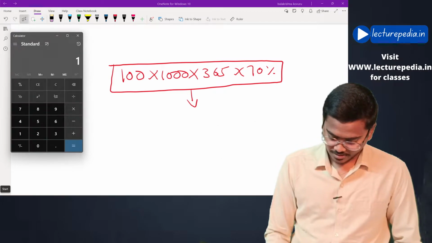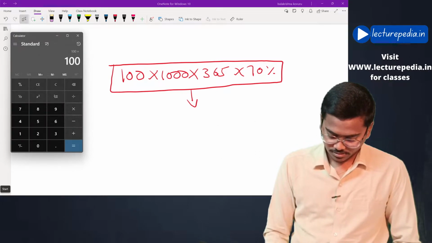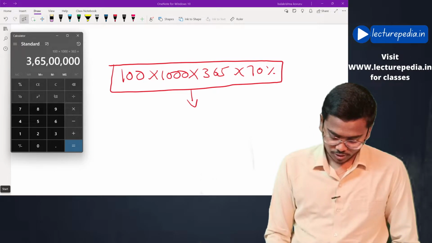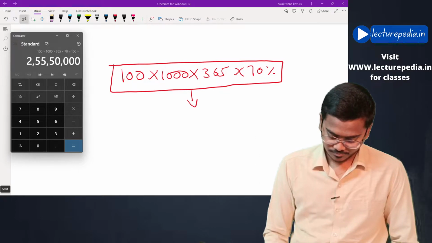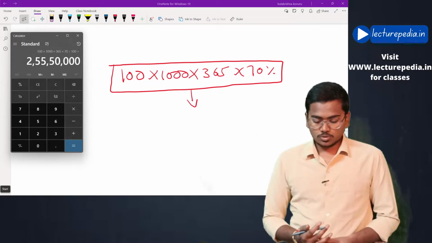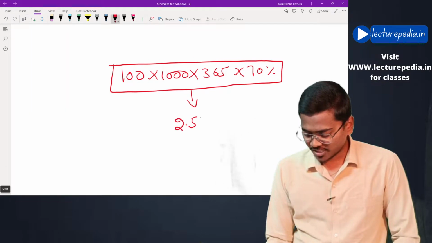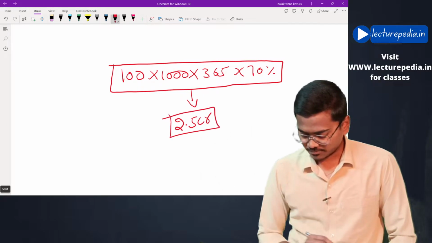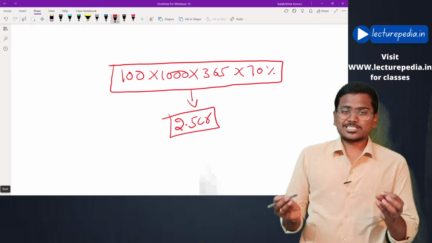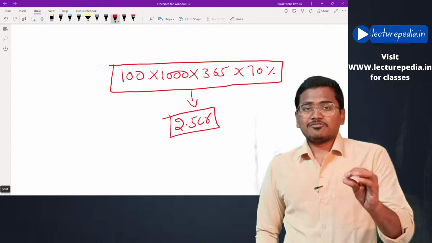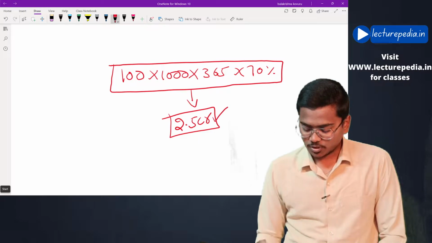See, 100 rooms, 1000 rupees rent, 365 days, 70% occupancy ratio. 70 divided by 100, that would be 2 crore 55 lakh 50,000. Let's say 2.5 crore. The auditor, based on his analytical procedure, came to a conclusion that the revenue of the entity should be 2.5 crore.